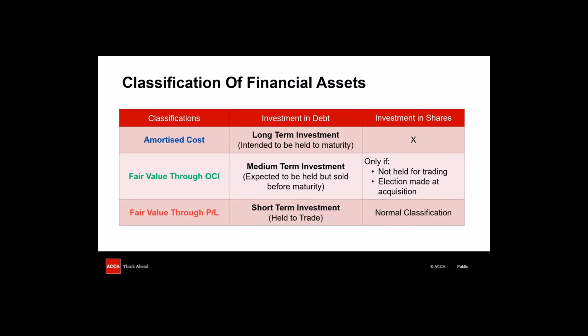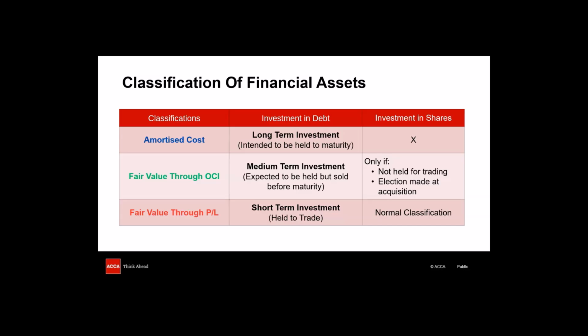And the last is fair value through P&L, what we call the default category, in which short-term investments which are held for trade are classified. Now, in terms of amortized cost, remember, the main criteria is with respect to amortized cost.